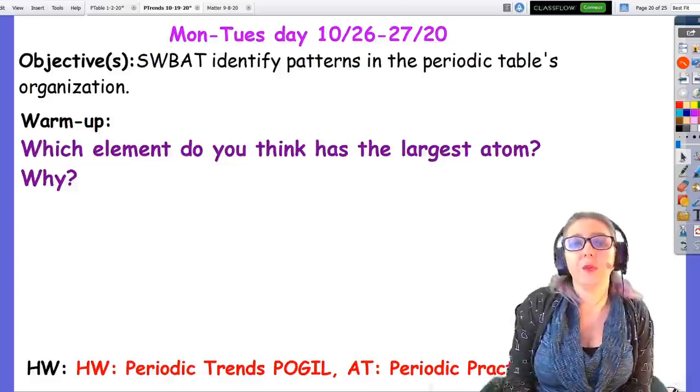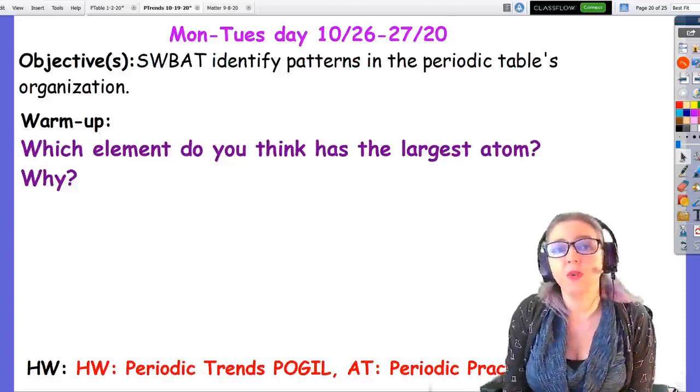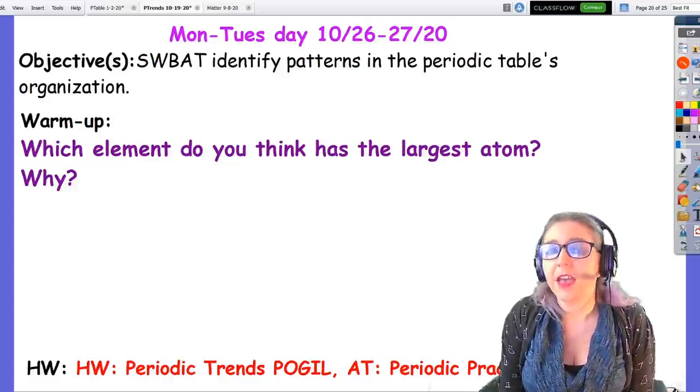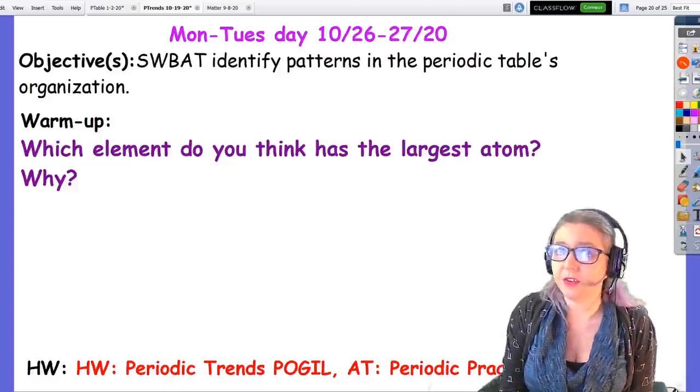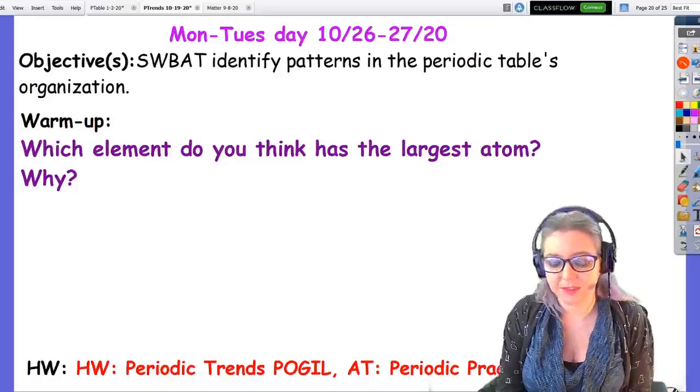And then your homework was to finish the periodic trends POGIL we started in class today. And then your all task assignment was another chemistry app assignment.